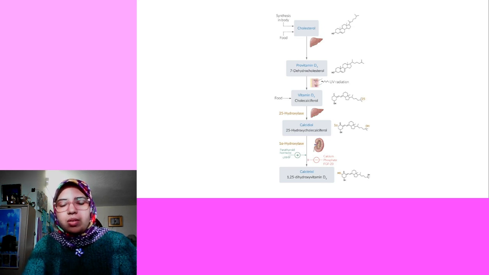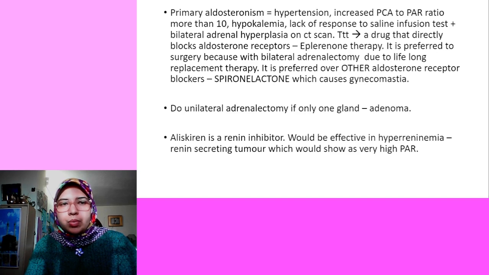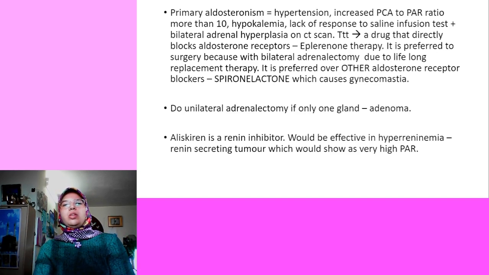All of the different causes of hypovitaminosis D are very important. Primary aldosteronism is going to cause hypertension, increased PAC to PAR ratio more than 10, and hypokalemia, lack of response to saline infusion tests, plus bilateral adrenal hyperplasia on CT scan. The treatment is simply a drug that blocks the aldosterone receptors called, and again, I'm not the best at pronouncing any of these, eplerenone therapy.